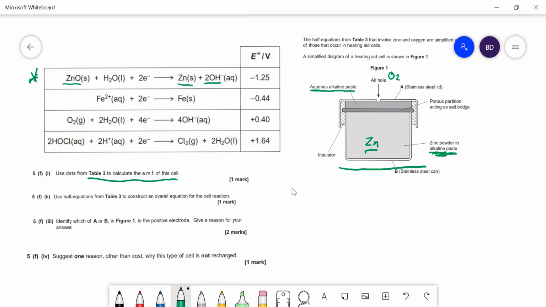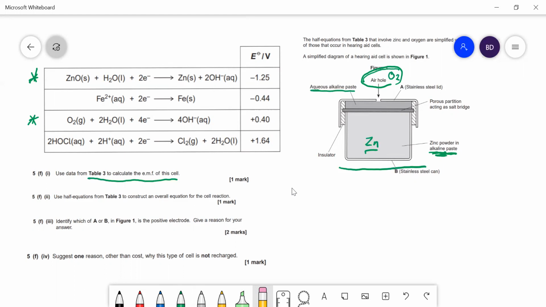Well, there's no iron in there, so it's not this one, definitely not that. There's no HCl, it's not that one. So it's got to be this one here. And we've got oxygen, which is being reduced to the hydroxide ion. And yeah, we've got oxygen here coming into the air hole. So it's those two half equations. That's quite tricky, really. You have to think, it's the oxygen in the air that's going to react.